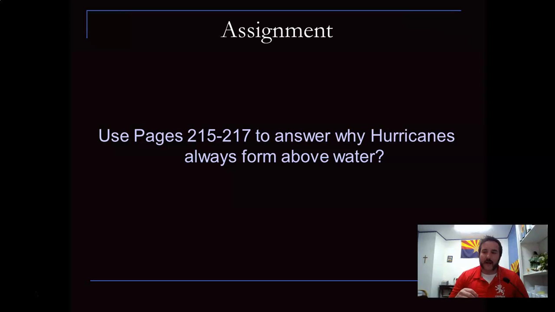Okay? I want you to really show that you understand how hurricanes work, why they have to form above water, and we'll get into later in the week, first of all, how destructive they can be, and number 2, why we don't have to worry about hurricanes here in Arizona. You probably already guessed it because you don't have the warm water. But anyways, that's what we'll get to the rest of the week.